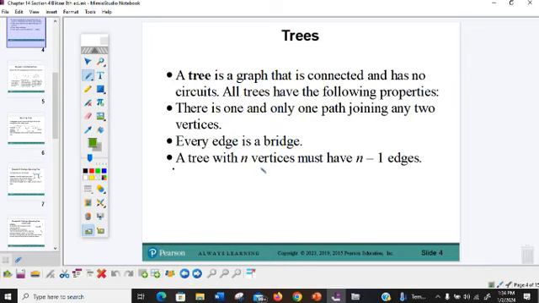Every edge is called a bridge. And a tree with n vertices must have n minus 1 edges. So if you have 8 vertices, you're going to have 7 edges. If you have 6 vertices, you're going to have 5 edges.